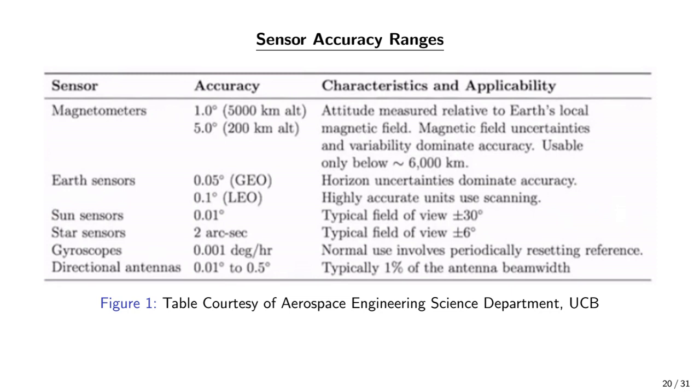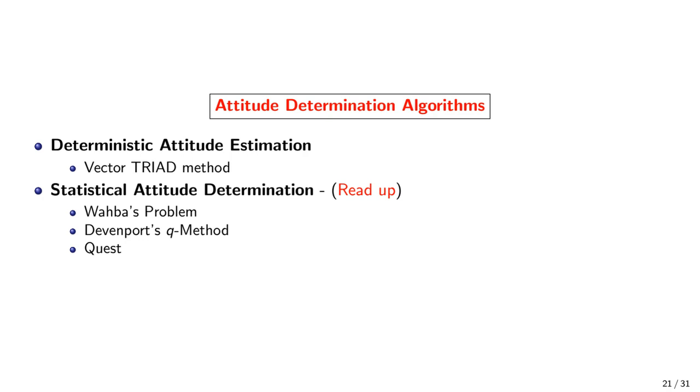So here we want to also discuss our attitude determination algorithms. There are two ways of determining your attitude, or two algorithms, not two ways now. There are two algorithms. When we talk about algorithms, what are we referring to? Can someone tell me?